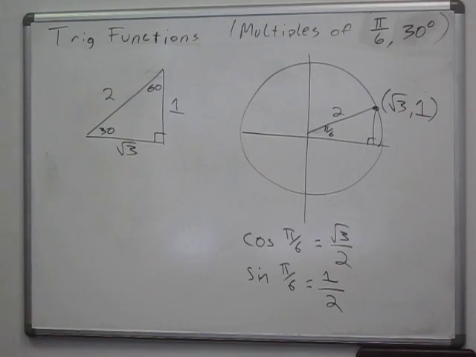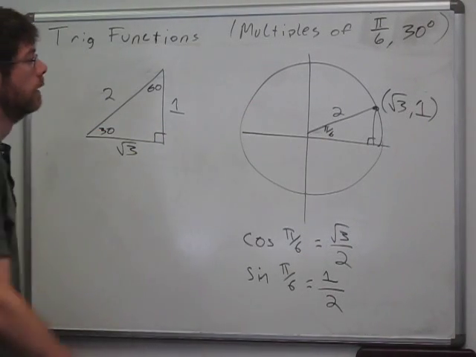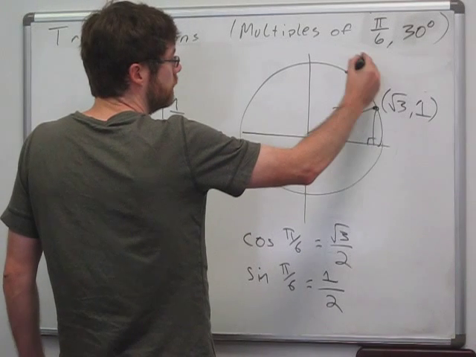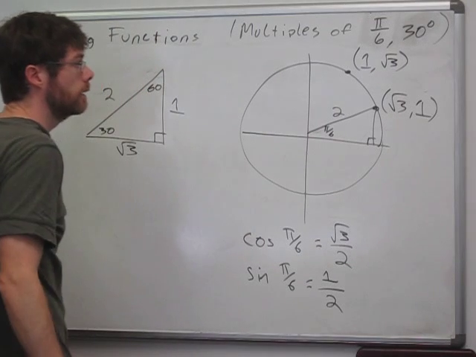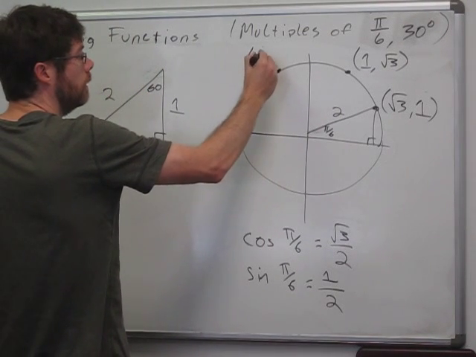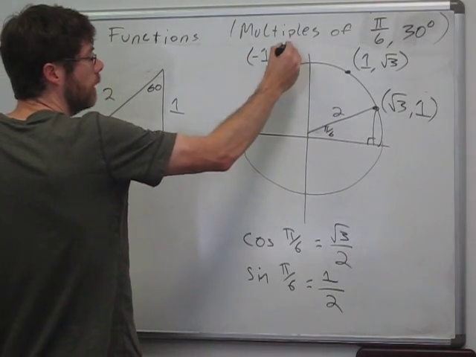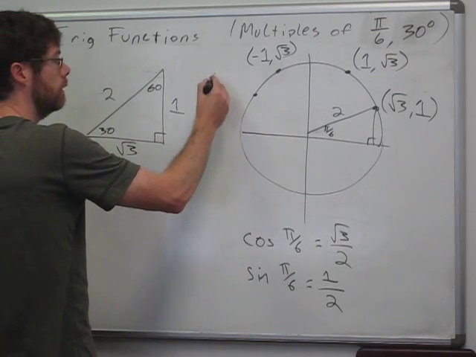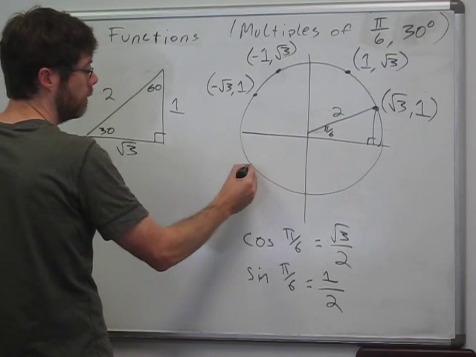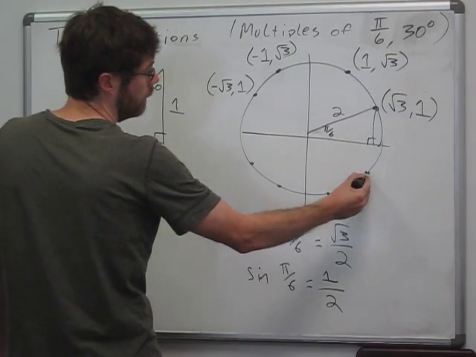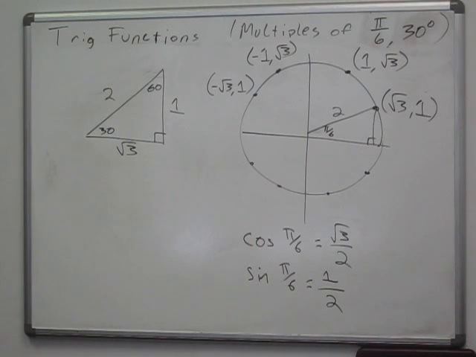So I could have used the circle of radius 2. The other multiples of pi over 6 would give us points 1 radical 3, negative 1 radical 3, using symmetry at this point, and so on. We could have found all of our values for our trig functions on multiples of pi over 6 quite easily, I think, using a circle of radius 2.